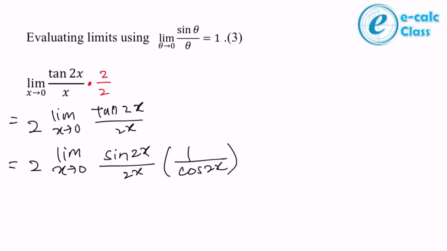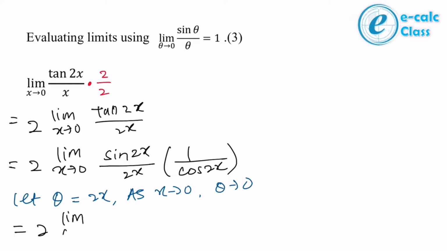And actually, you know what? I don't have to worry about the cos at the denominator because cos 0 is equal to 1, which is just 1 over 1, a 1. So you actually don't have to worry about it. Now we can do our theta. Let theta be 2x. As x approach 0, theta approach 0. So it is 2 limit theta approach 0 sine theta over theta.